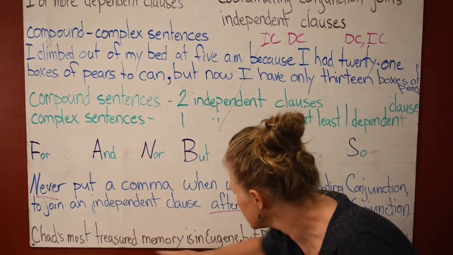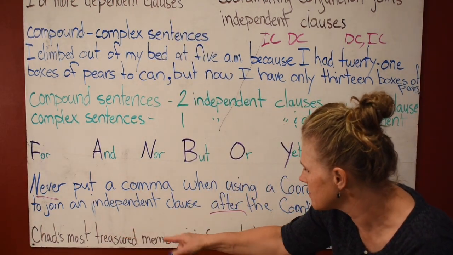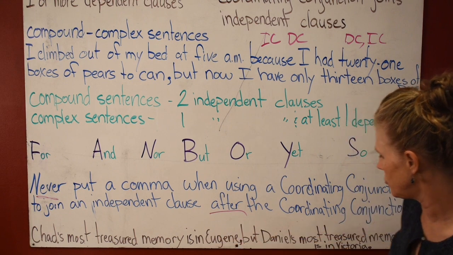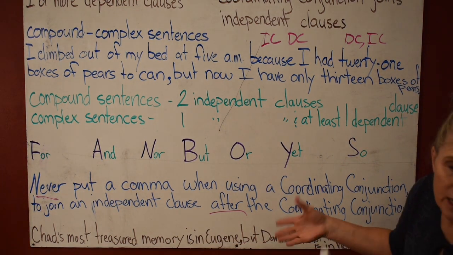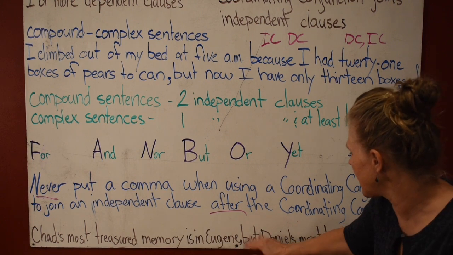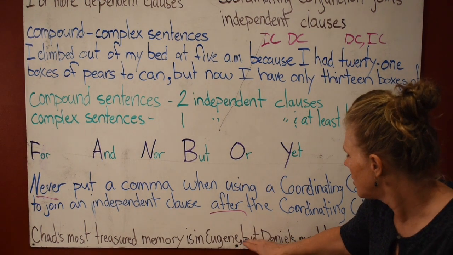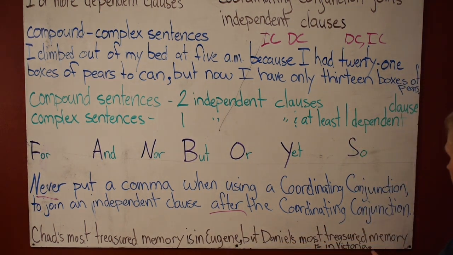See how these stand all alone by themselves? Chad's most treasured memory is in Eugene. Daniel's most treasured memory is in Victoria. See how they completely stand alone? You can just take out the coordinating conjunction with the comma, put a period there, and put a period here.